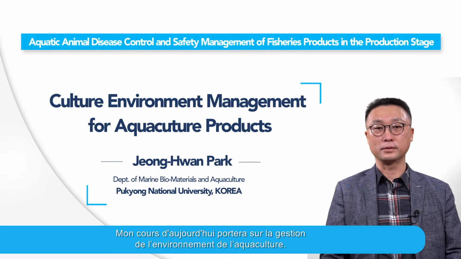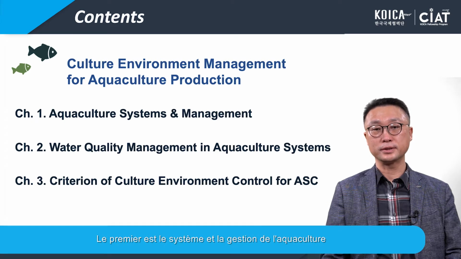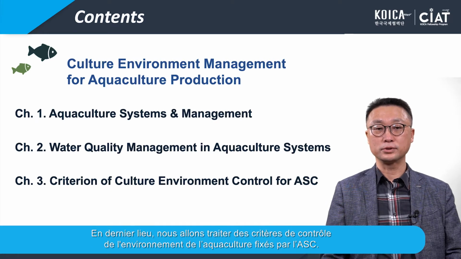The topic I'm going to cover today is about culture environment management for aquaculture product. This topic will be covering mainly three subtopics. The first one is aquaculture systems and management, and then in the second chapter we're going to deal with the water quality management in aquaculture systems, and the last one will be criterion of culture environment control for ASC.